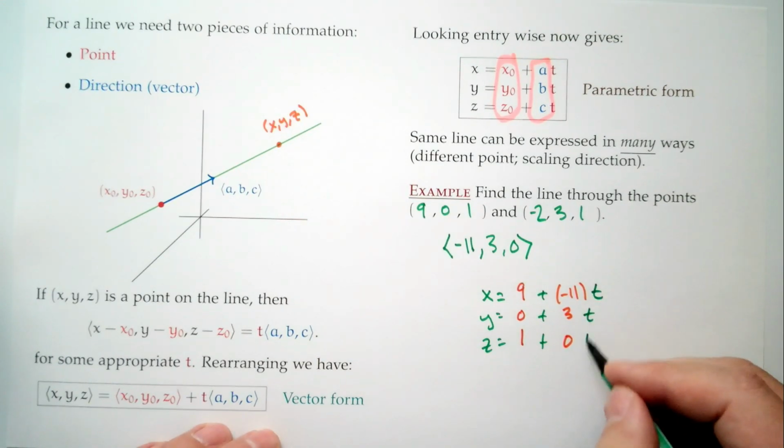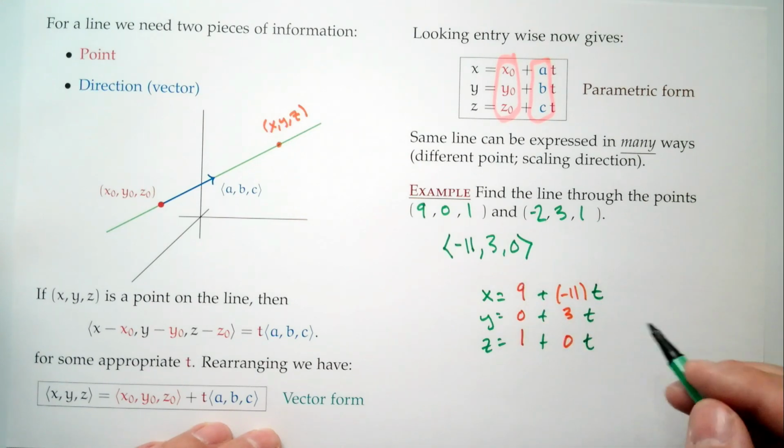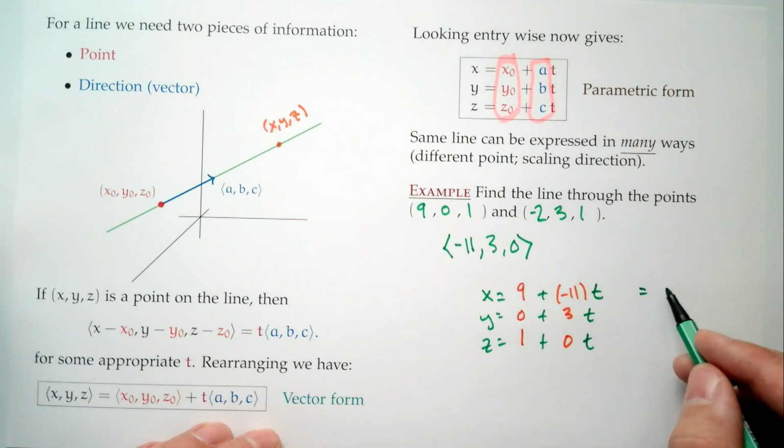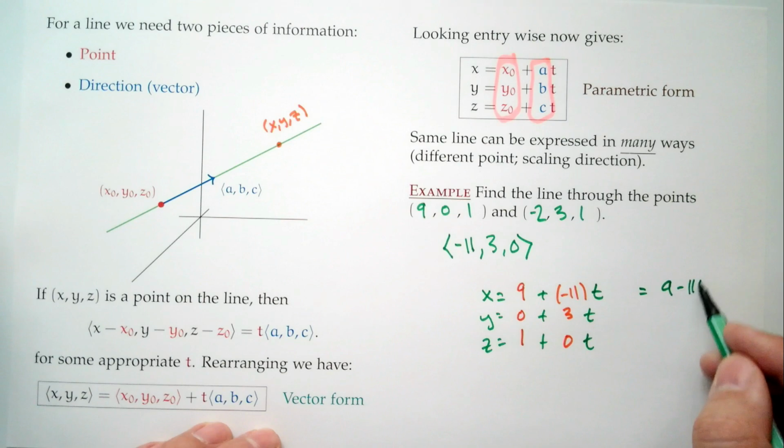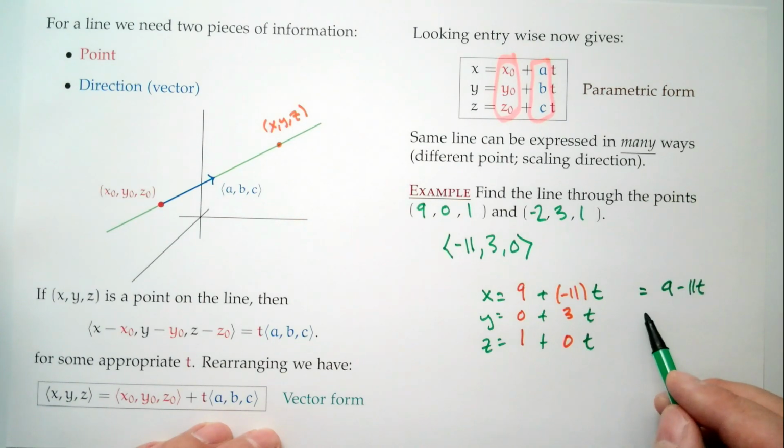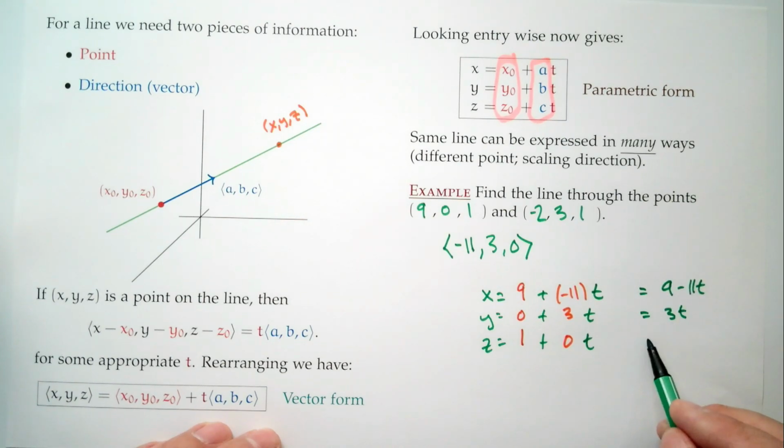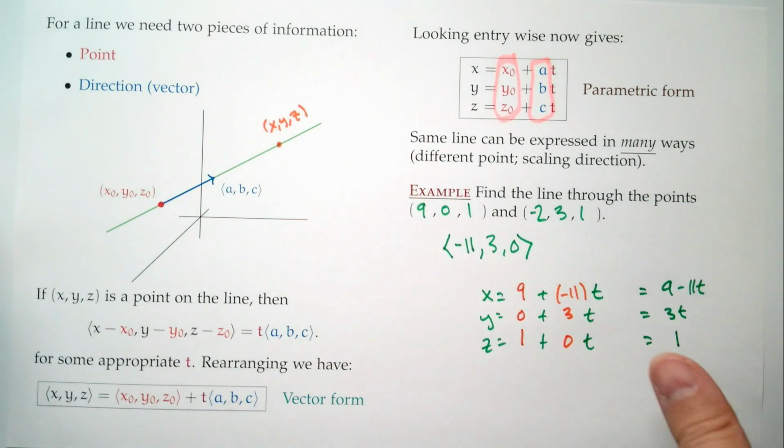Okay. So, again, point, vector. And so we could say this is 9 minus 11t. We could say 3t. And we could say 1. And you might say, am I allowed to just have the coordinate z be 1? Shouldn't there be a t involved? No, it's okay. It sometimes happens. It's just saying that z isn't varying. And that's okay. That's all right.